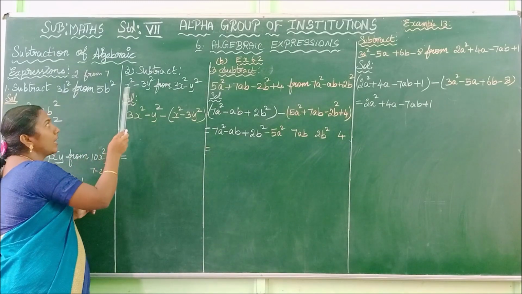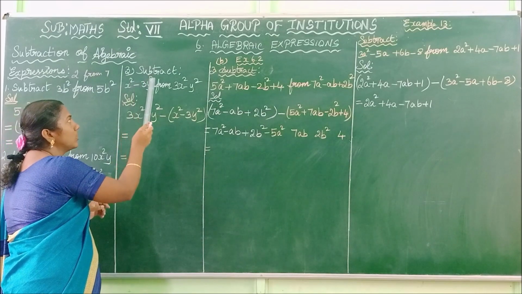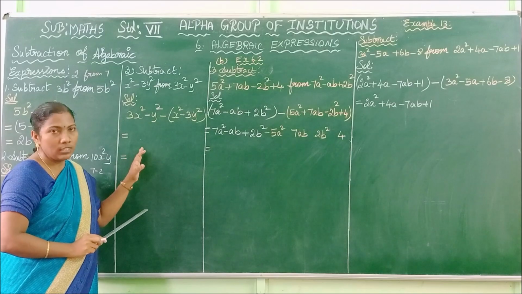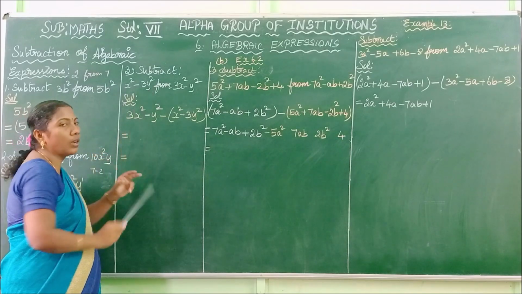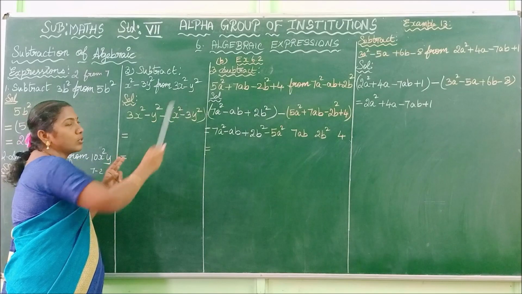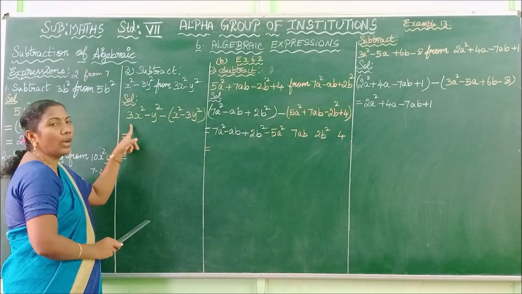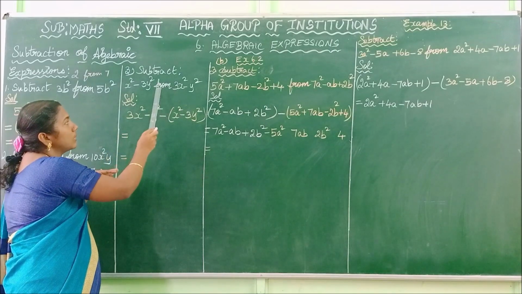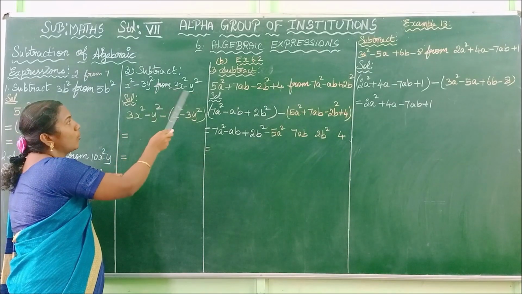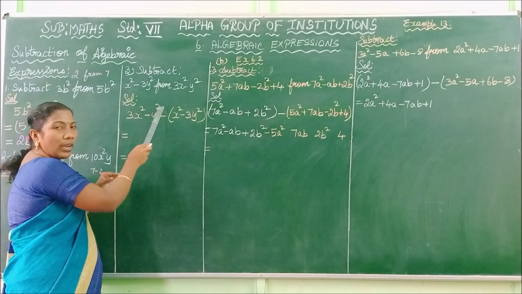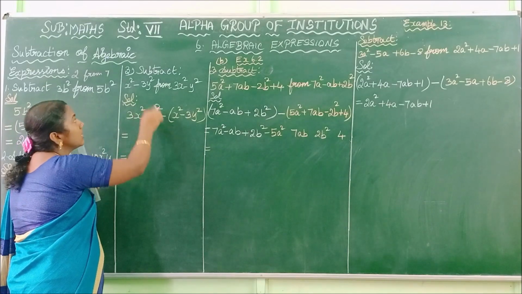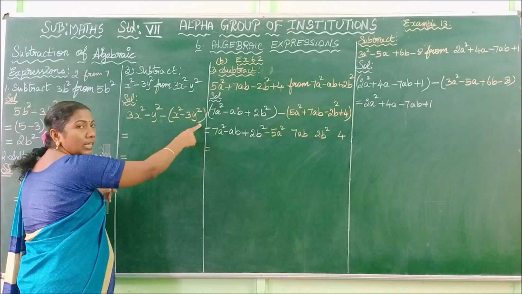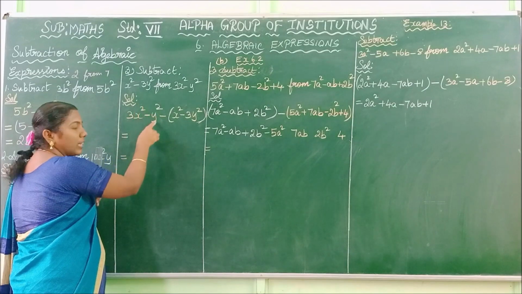See the next sum. Subtract x square minus 3y square from 3x square minus y square. In this algebraic expression, the first expression contains two terms and the second expression also contains two terms. Okay. First you have to write the expression which comes after 'from'. Which is the expression that comes after the word 'from'? This one. So you have to write 3x square minus y square first, then minus, and write this term within the bracket. Okay, listen carefully. You have to write the term within the bracket. So 3x square minus y square.